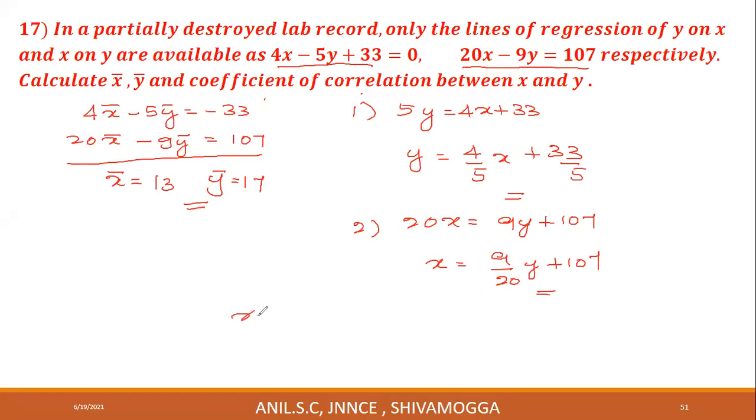You can easily calculate R. R is the square root of the coefficient of x, 4 by 5, into the coefficient of y, 9 by 20. That is 0.6. That must be correct.